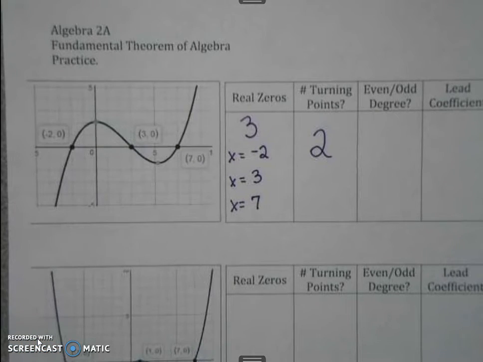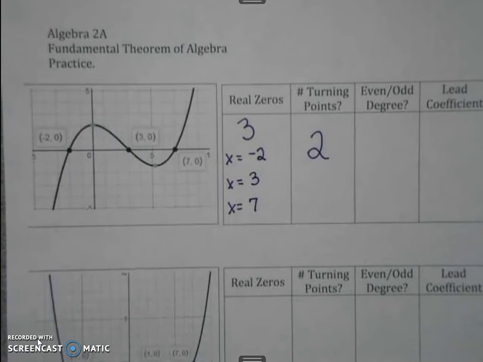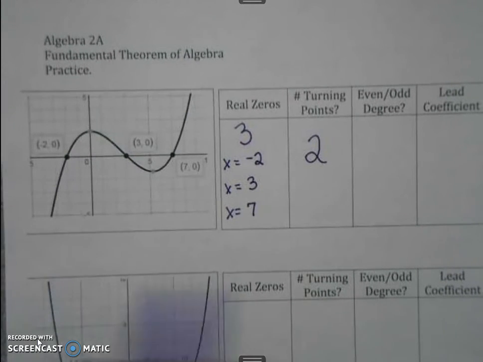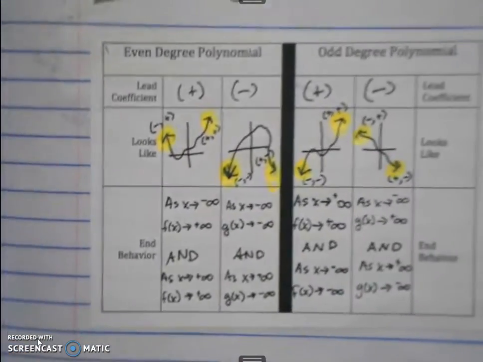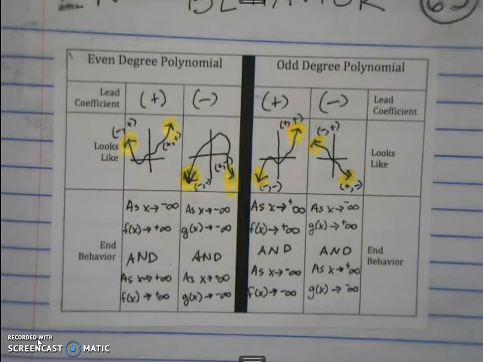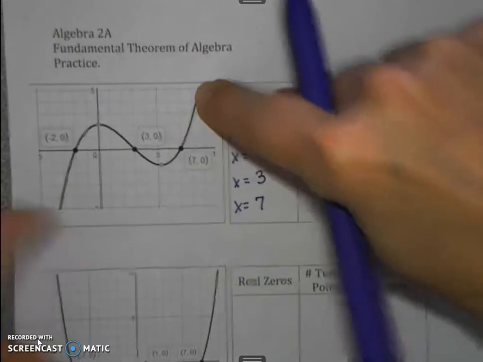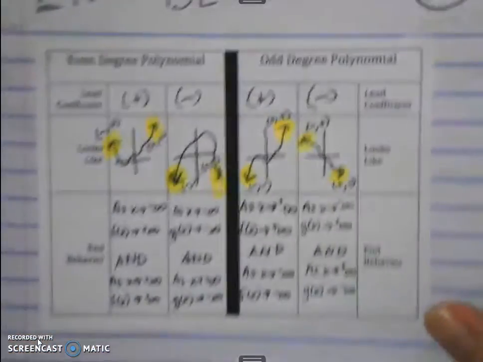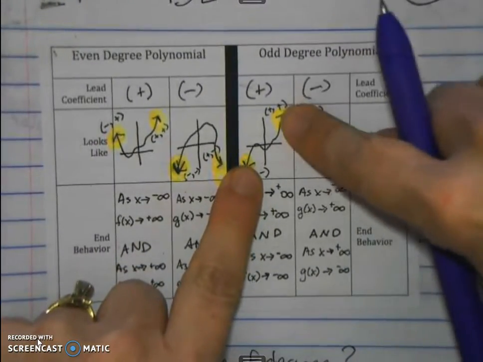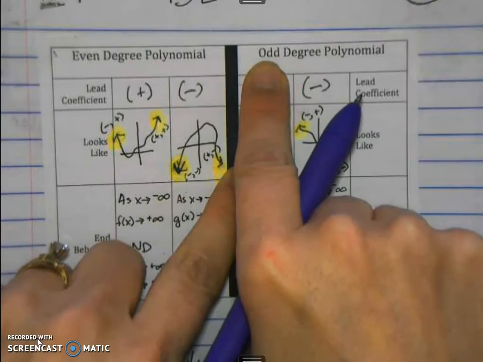So is this an even or an odd degree? Well, it is odd, but if you're not sure, here's the best way I know of. Always go back to this. I see lower left, upper right. So no matter what, I look at this, lower left, upper right. Up here, it says it's odd.